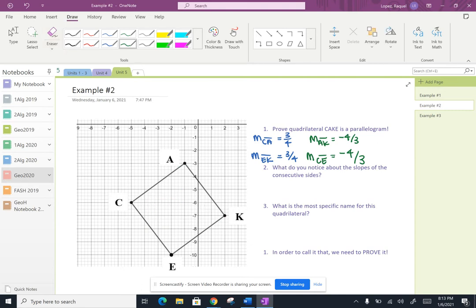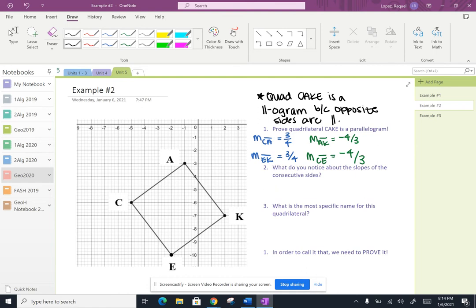All right, so we've proved that the quadrilateral is a parallelogram, so I'm just going to go ahead and make a note of that over here. I'm going to shorthand: quadrilateral CAKE is a parallelogram. I'm just using the symbol for parallelogram, and the symbol for parallel, which is like two L's. Quadrilateral CAKE is a parallelogram because opposite sides are parallel.